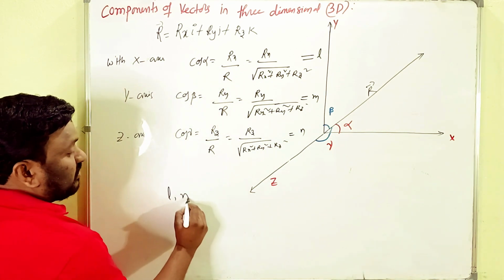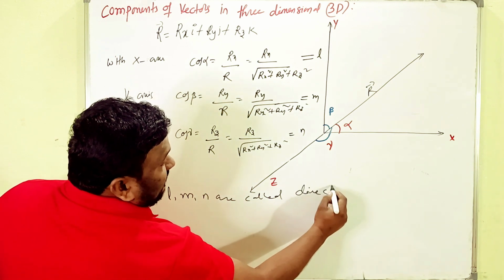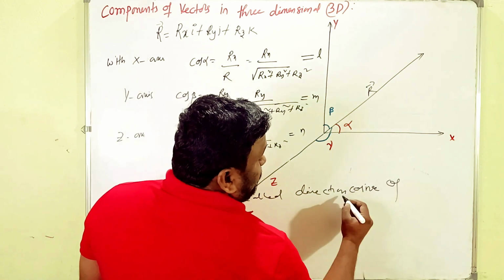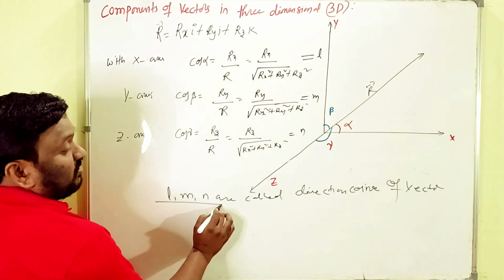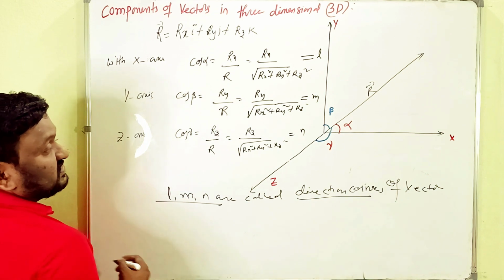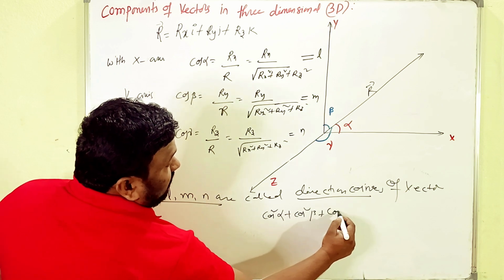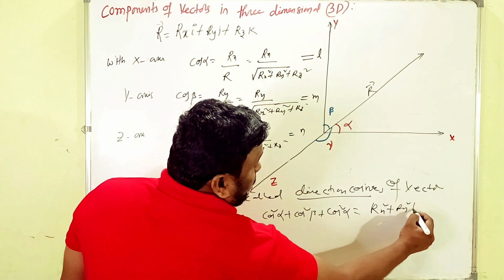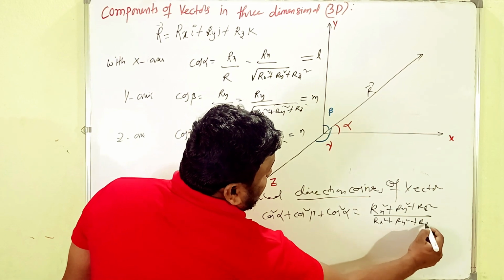Here l, m, n are called direction cosines of the vector. So we call them direction cosines of the given vector. Clear, students? So in this case, what do we write? Cos square alpha plus cos square beta plus cos square gamma is equal to Rx square plus Ry square plus Rz square by again Rx square plus Ry square plus Rz square.